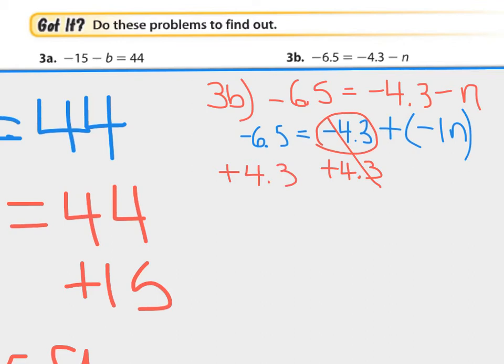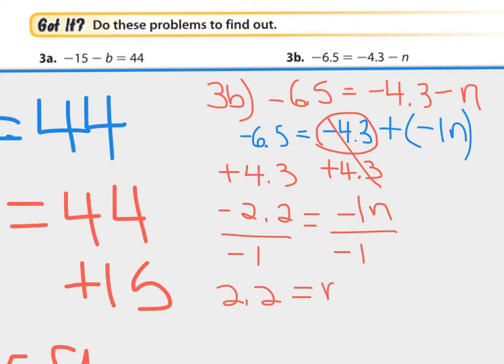And that leaves me with 2.2 negative, right? 5 minus 3 is 0.2, and 6 minus 4, yeah. And on this side, I'm left with negative 1n. And now I divide both sides by negative 1. And I'm left with negative divided by negative is a positive, so it's positive 2.2 n. So n equals positive 2.2.